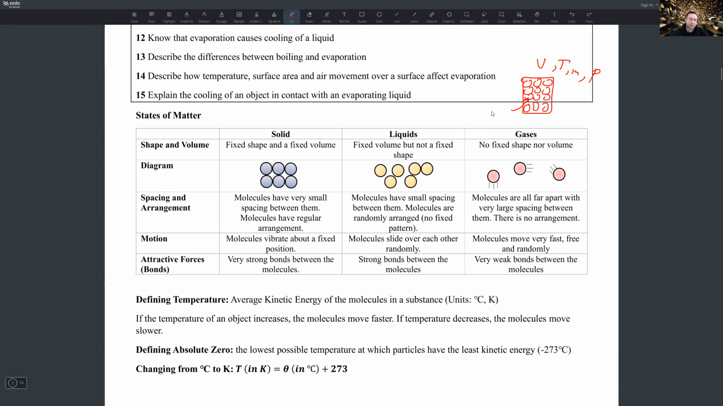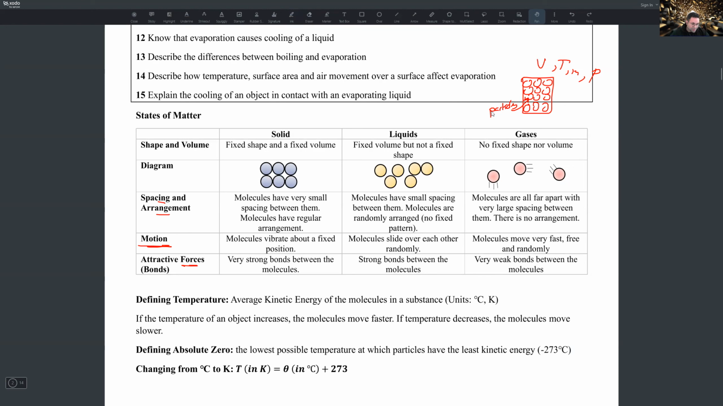And on the inside, we assume that all substances are made of particles or molecules. They're all the same size, same shape, same everything. And all these particles or molecules, we can use the words interchangeably, have 3 things. 1, they have movement or motion. So they have kinetic energy. There's a certain spacing or arrangement to the molecules. And there are attractive forces between them that affect all of these properties.